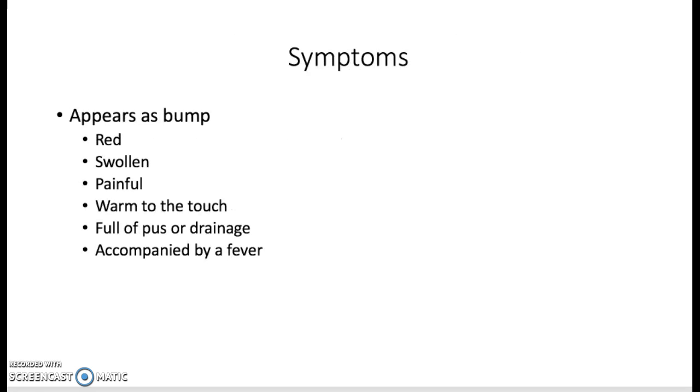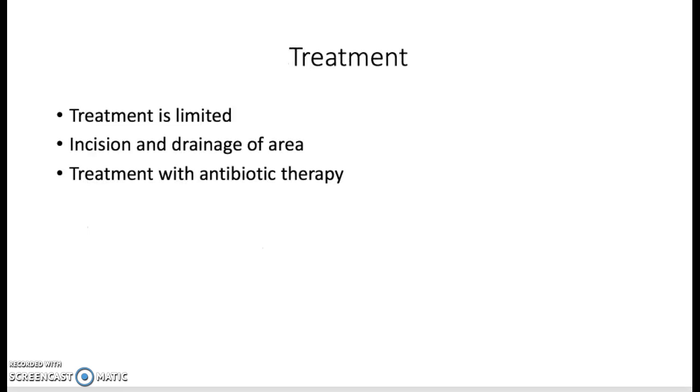MRSA presents itself as a skin infection similar to a spider bite, and it appears as bumps. Symptoms are redness, swelling, pain, warmth to the touch, pus or drainage, and fever. The treatment for methicillin-resistant Staphylococcus aureus is limited. It is usually approached by treating the affected area by creating an incision and draining the pus and fluid.